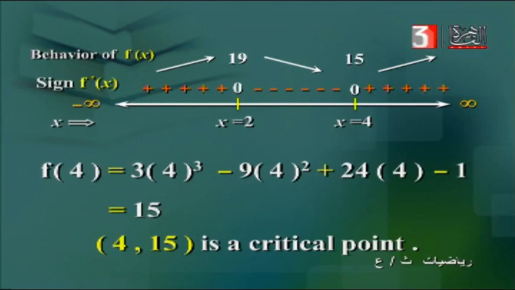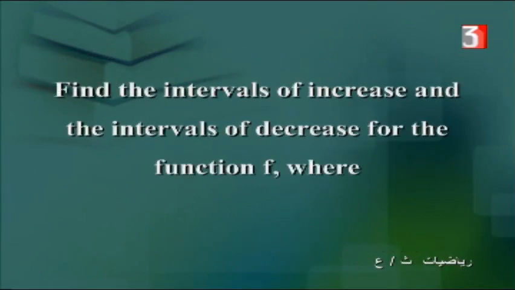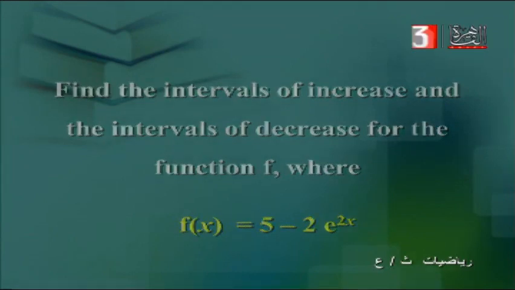Now we move to the next example. Find the intervals of increase and the intervals of decrease for the function f, where f of x equals 5 minus 2 multiply e to the power 2x. Now we have an exponential function, f of x equals 5 minus 2 e power 2x. The domain of this function is R.